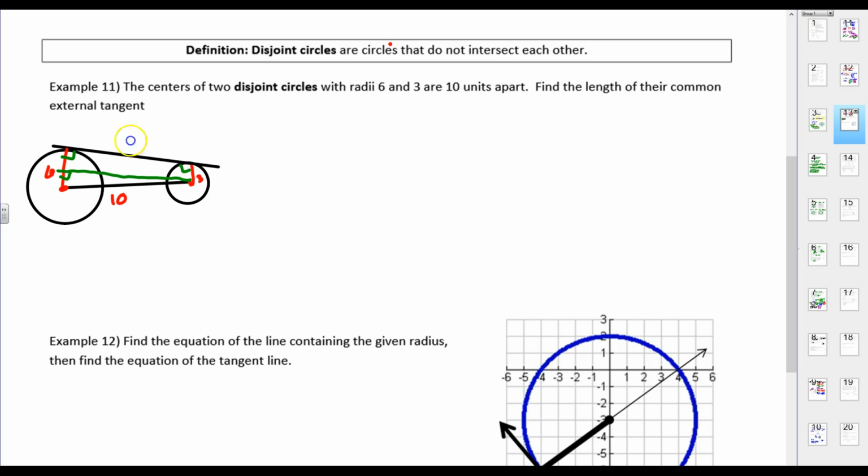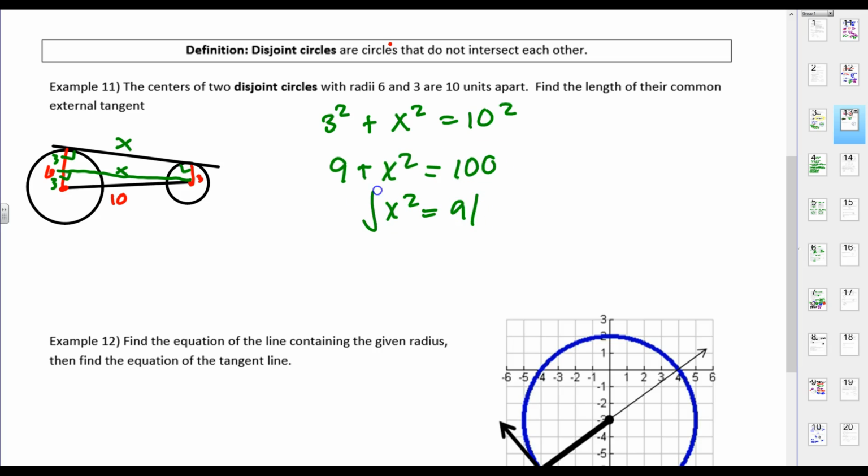So what I'm trying to find, this segment here, X, is now this segment here. And if this radius is 3, that means this piece up here is 3. And if all of this is 6, then this down here must also be 3. So my triangle would be 3 squared plus X squared equals 10 squared, or 9 plus X squared equals 100. So X squared equals 91. And when I take the square root of that, it doesn't simplify. So my answer is the square root of 91. And that's all I have to do.